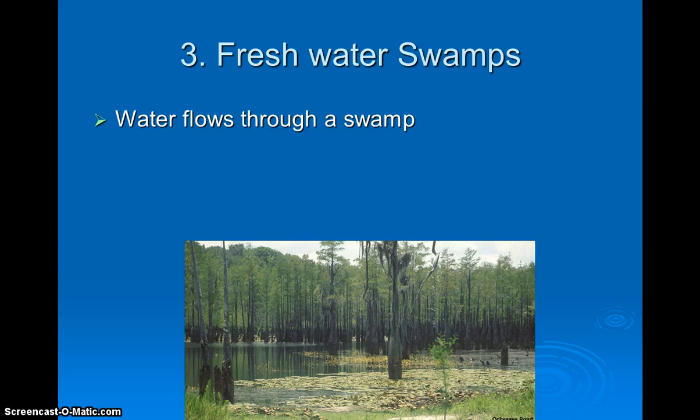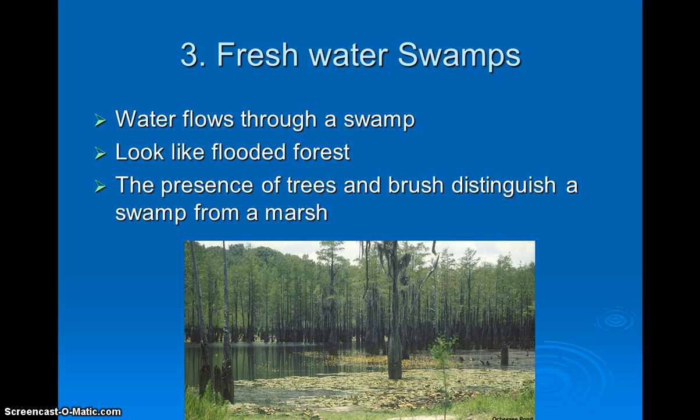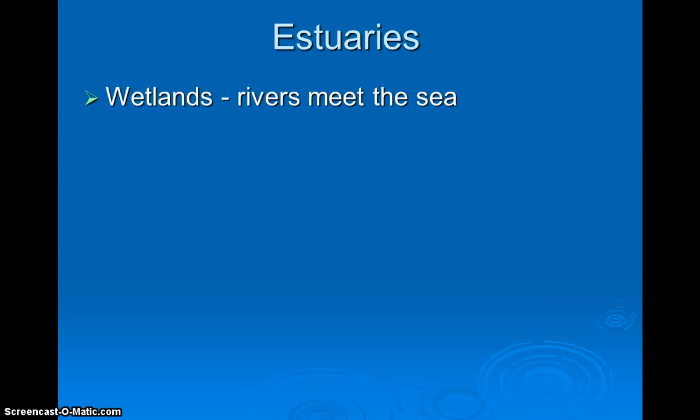Freshwater swamps are where water flows through a swamp. It looks like a flooded forest. The presence of trees and brush distinguishes a swamp from a marsh.